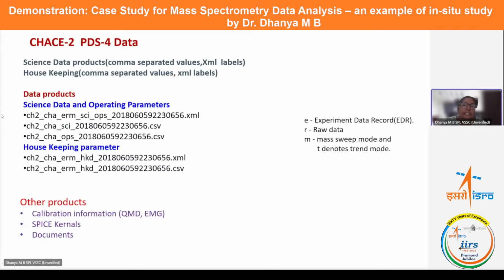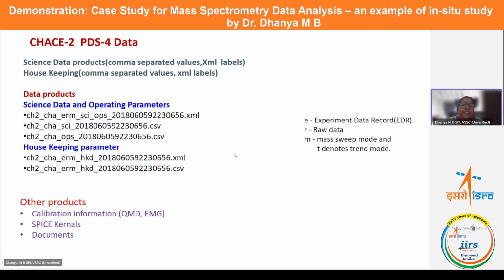So if you see in detail, this is an example. There will be basically 3 CSV and 2 XML files. So for the science data and operating parameter file, there's a common header file. Whereas for the HK data, it is one to one.